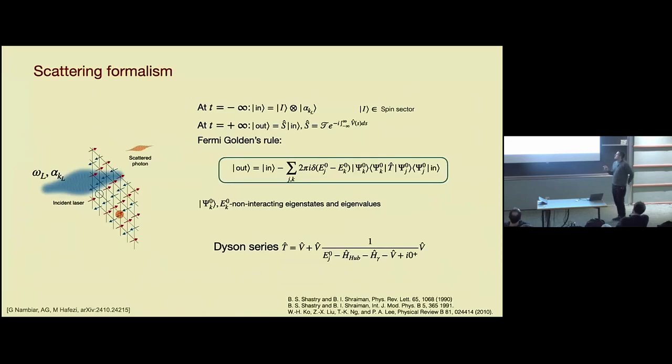We assume that in the asymptotic past, the state of the combined system is given by some state in the spin sector and by a coherent state of the light in a particular mode with momentum k_laser, which is also proportional to the frequency of the laser. Then we are interested in what happens with the state in the asymptotic future.